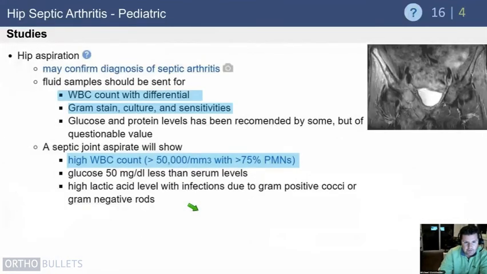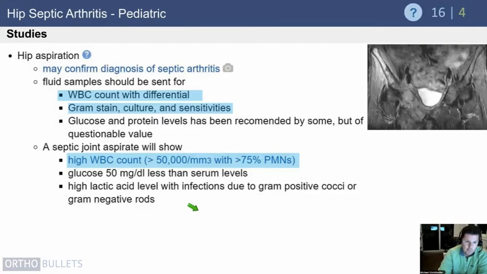So hip aspiration is the best way to confirm a diagnosis of septic arthritis. Your fluid will show a white blood cell count that's elevated, and so you need to make sure you send it off, but you also want to send it off for gram stain, culture, and sensitivities so that you can direct your antibiotic treatment once you get a bug.